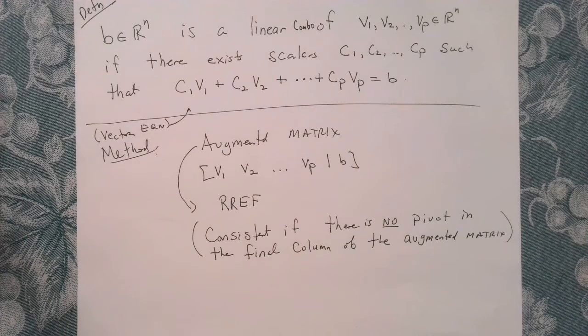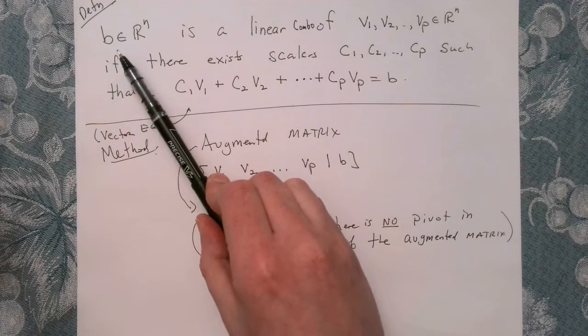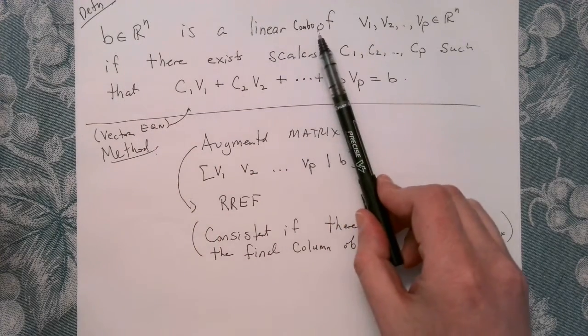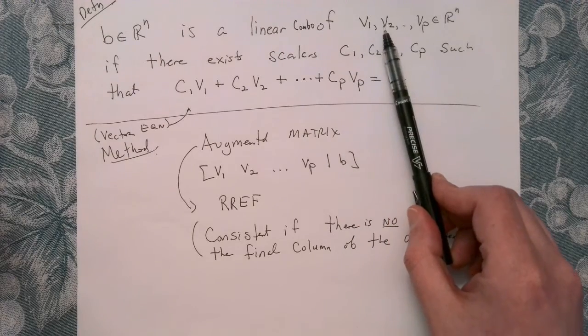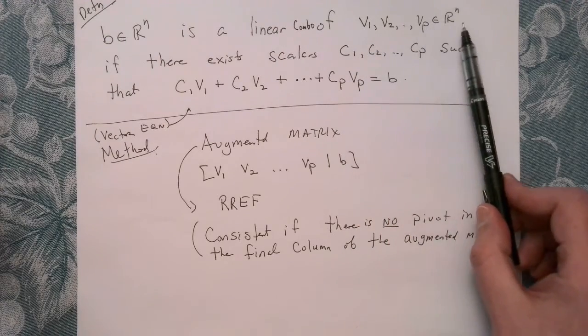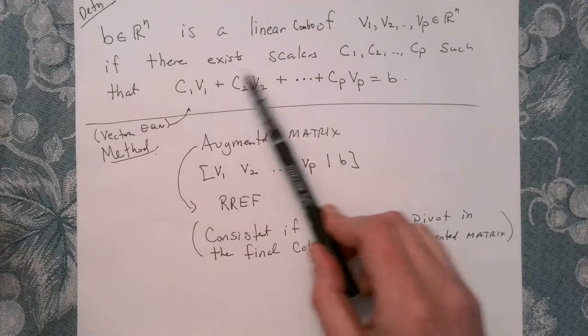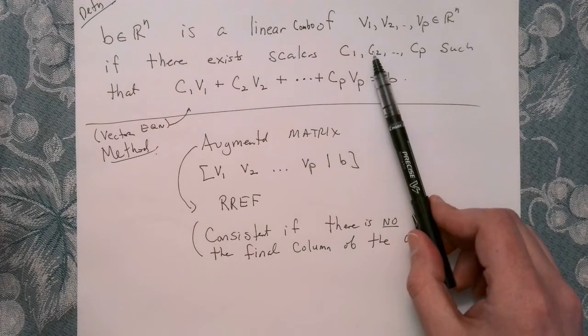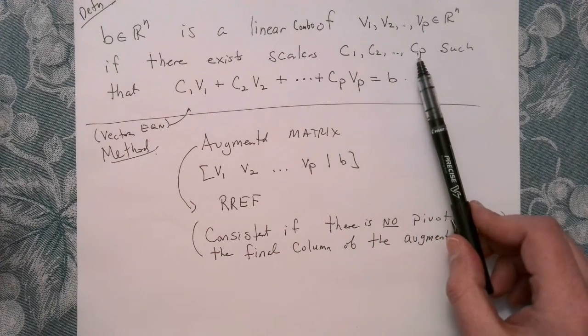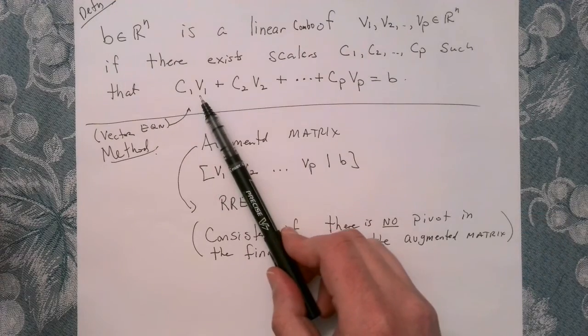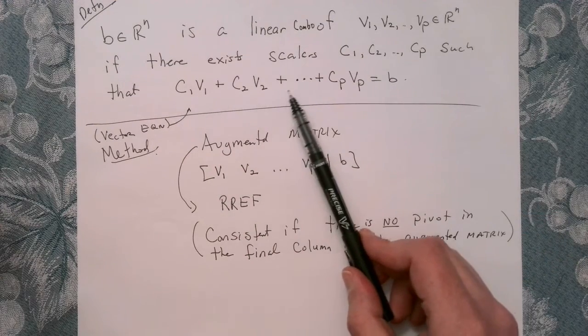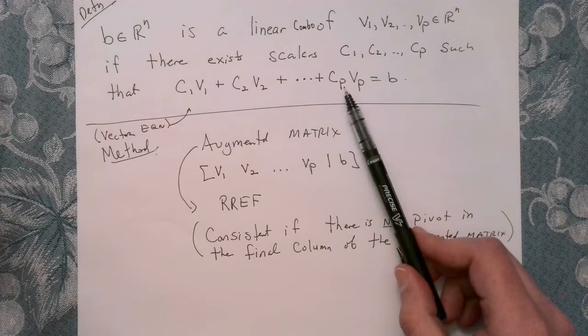Welcome back, everybody. Let's do another linear algebra example. So let's recall the definition of linear combination. A vector b in Rn is a linear combination of the vectors v1, v2, all the way to vp in Rn, if there exist scalars c1, c2, all the way to cp, such that c1 v1 plus c2 v2 plus ... plus cp vp equals b.